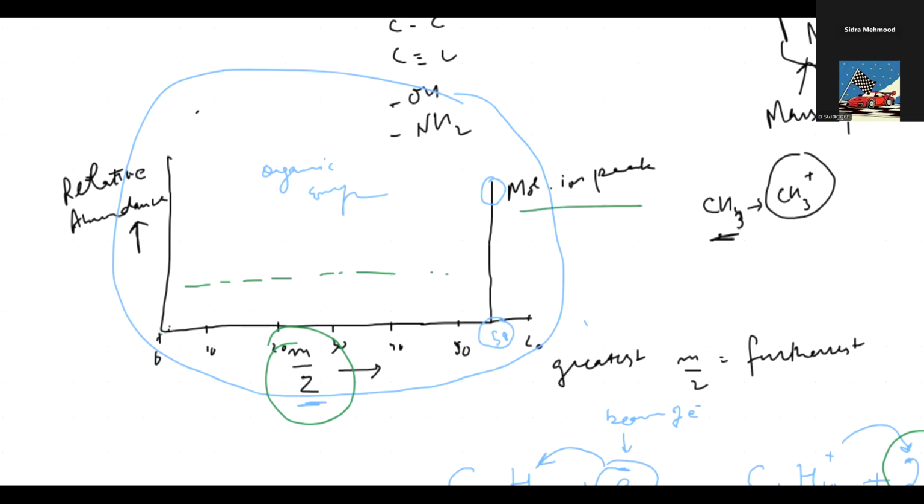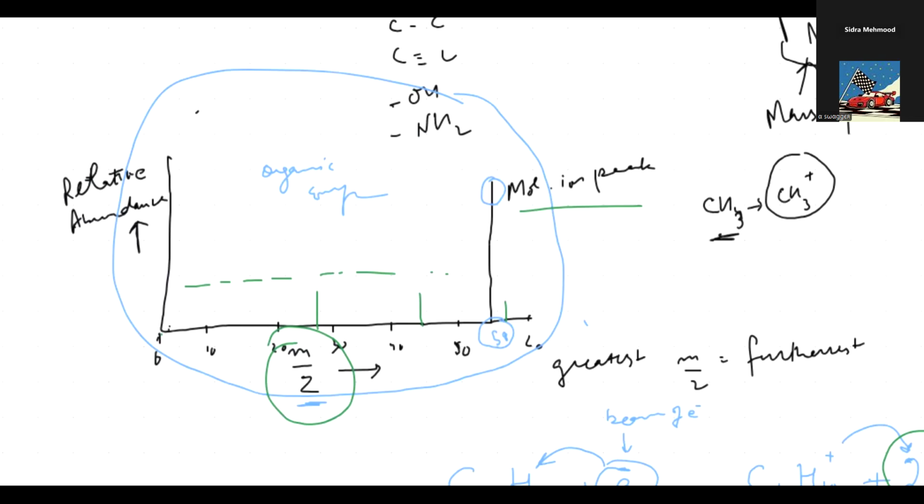Maybe you'll see some peaks over here, some peaks here, some peaks here, but the one which is furthest and has the most m/z value is actually the molecular ion peak. Is it clear up to this point about the molecular ion peak? You can ask me questions in between. So the molecular ion peak means it's the full molecule, but what about these smaller peaks? What do these smaller peaks mean? These are the fragments. We will discuss them later on. But firstly, you must know what the molecular ion peak is.